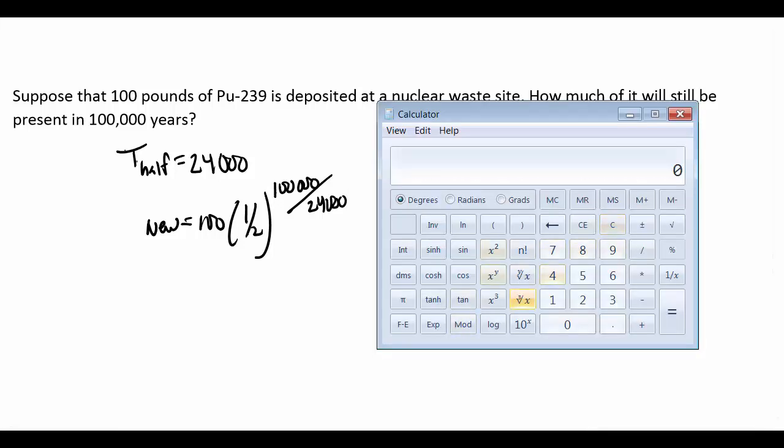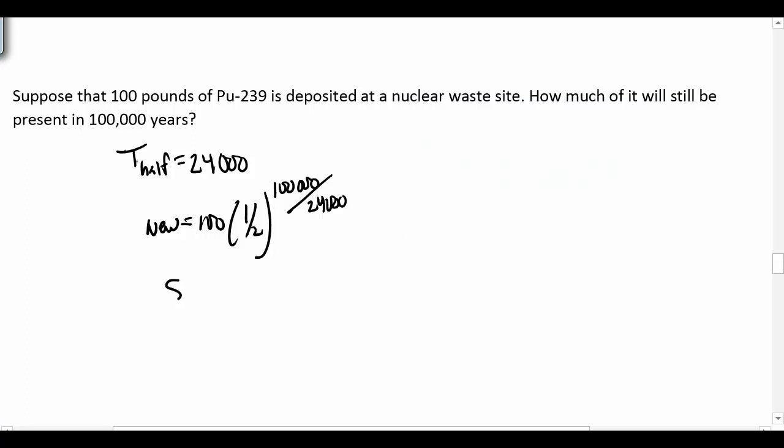Alright, so let's do 1/2. Remember, you want to do parentheses for pretty much everything. Raise that to the 100,000 divided by the 2,400, and then times the initial 100. So I get about 5.56, or about 5.6 pounds of this stuff left after 100,000 years.